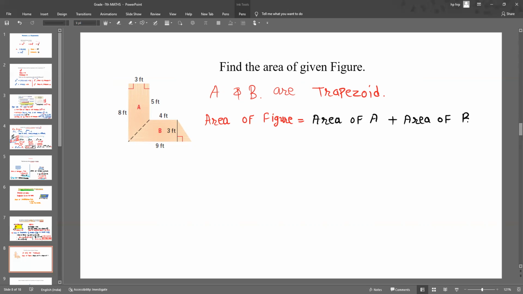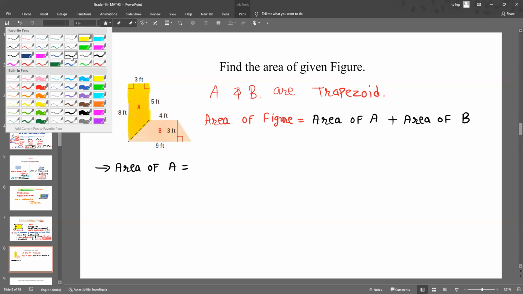But how can we find area of A? Here I can separately find area of A. A is a trapezoid. In the figure, A means this part. I can shade it with a yellow portion so you can easily understand. This is our A. Here you can see why it is a trapezoid, because only one pair is parallel.